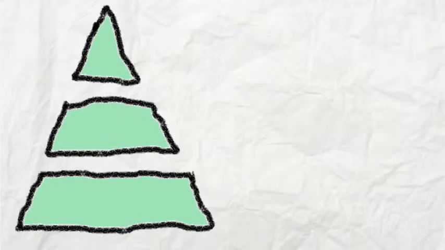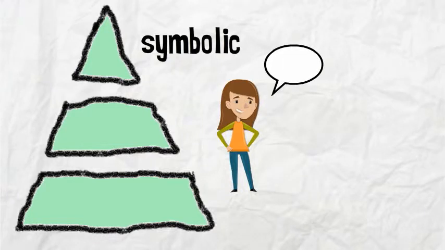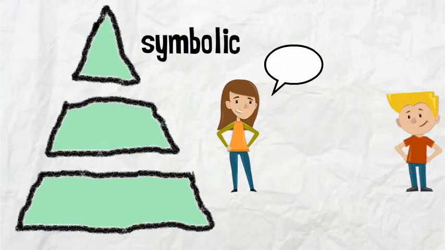Symbolic, 7 and older. This involves the information that is saved as a coding or symbol, just like language. Knowledge is stored as words that are flexible and can be manipulated by other learners to create connections.